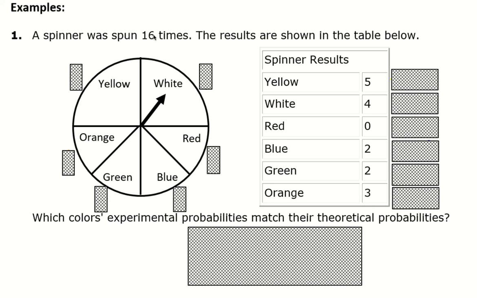So if a spinner was spun 16 times, in theory, wouldn't it land on white 4 times? And if it should land on red 1/8 of the time, wouldn't that mean you would expect it to land 2 times? And blue 2 times, and green 2 times, and orange 2 times, and yellow's 1/4, so 4. So which one of these?